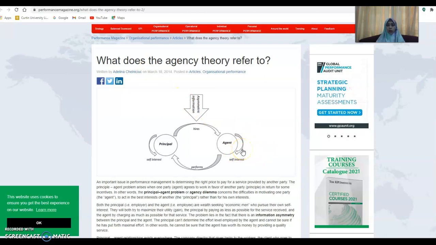Why does the agent know more about the company? Because they are the ones involved in the day-to-day operation of the business. They are the ones who manage the company. So these executives, of course, know more about the company. But who owns the company? Are they the owner of the company? No, they are not the owner of the company. Who are the owners of the company? The principals. The principal or the shareholders are the owners of the company.